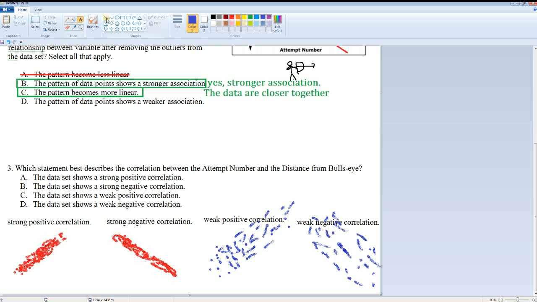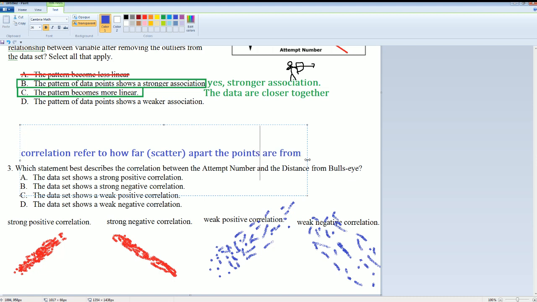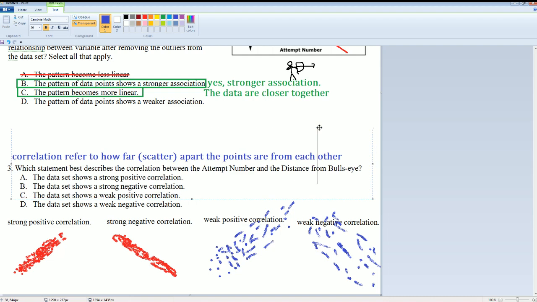Correlation, by definition, if you would like to know, refers to how far apart the points are from each other, or how far scattered would be a better word. Apart the points are from each other.